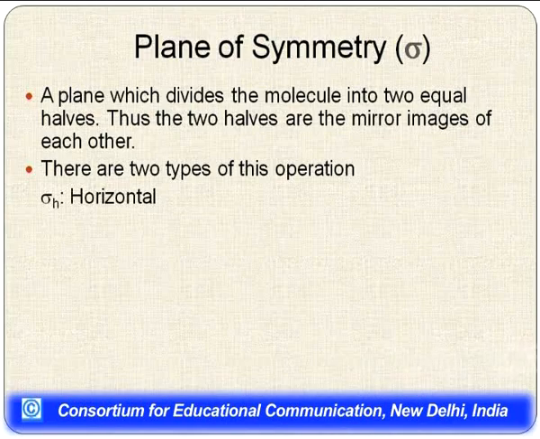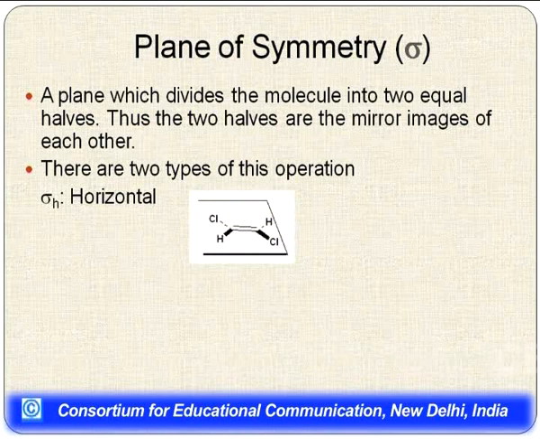So, what is a plane of symmetry? I would be talking about 2 types. You can see in the slide, there are 2 types of this operation happening. I missed one point, that the plane of symmetry is given by the Greek letter sigma, and the 2 types are sigma h, or horizontal plane of symmetry. So, what is a horizontal plane of symmetry?